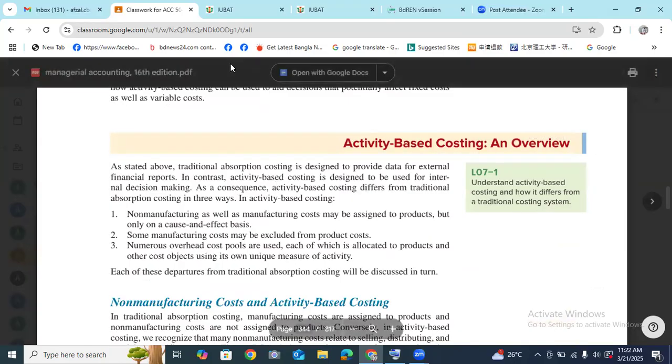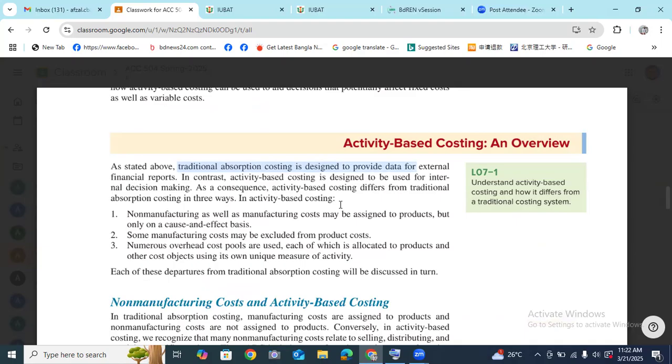Okay, now activity costing, an overview. Understand activity-based costing; we already discussed it. The traditional costing system is designed to provide data for external reporting. The main difference is that in traditional costing we use only one cost driver, either direct material, machine hours or labor hours. But in activity costing we use more than one cost driver depending on the activities of that particular product's manufacturing overhead cost.